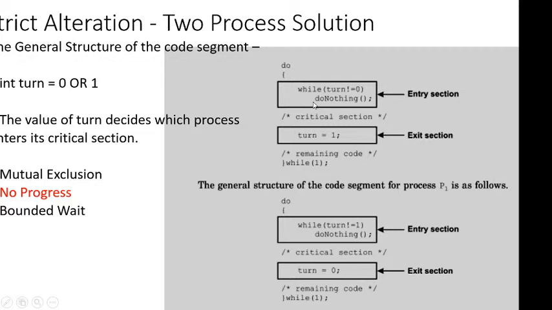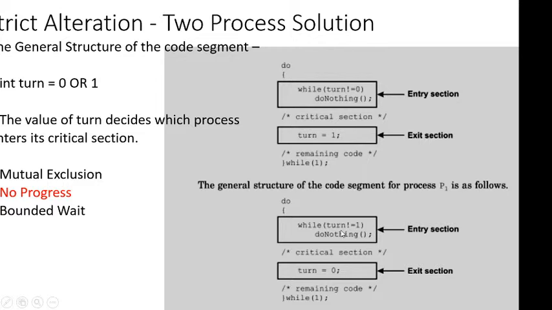While looping, it checks turn not equal to 0. True. Turn is 1, not 0. Again it keeps rotating. So when turn equals to 1, he cannot go inside. When P0 wants to enter his critical section when turn is 1, he keeps rotating here. And as soon as turn becomes 0, this becomes false.